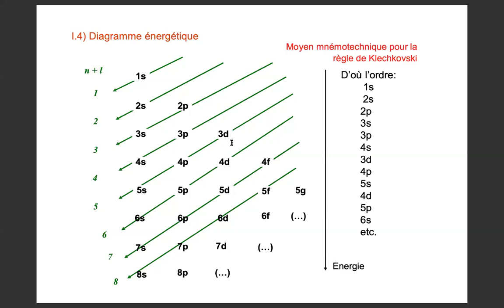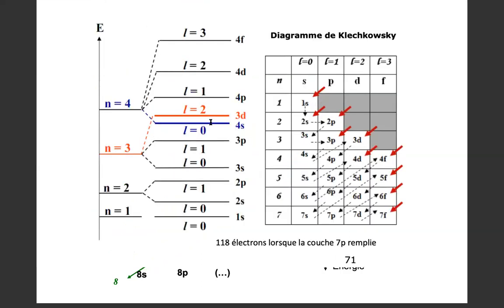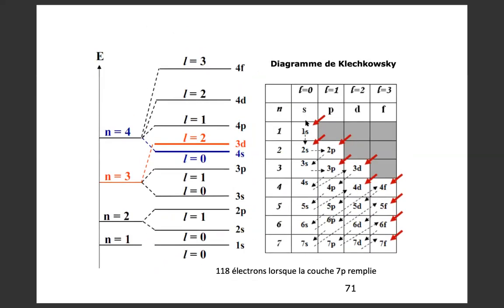But when you're filling in, when you're constructing these configurations, you don't go 3S, 3D, 3P. No. The order is like this. You start with 1S, you come to 2S, you go to 2P, you come to 3S, you go to 3P, you come to 4S, you come to 4D, 3P, sorry, let me start afresh.